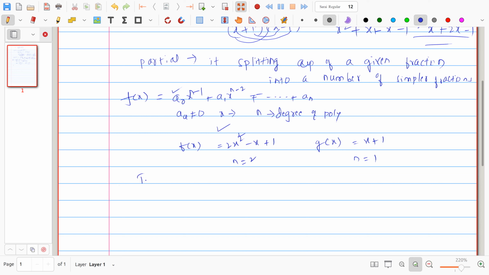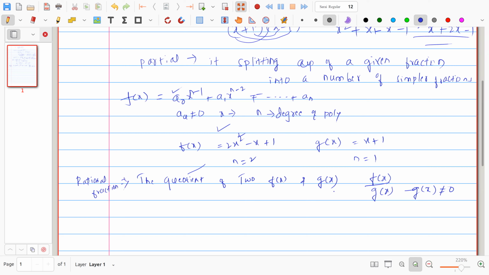If we take the quotient of two polynomials, f of x and g of x, the quotient means the ratio. So if we take the ratio of f of x to g of x, where g of x is not equal to 0, it is called a rational fraction.